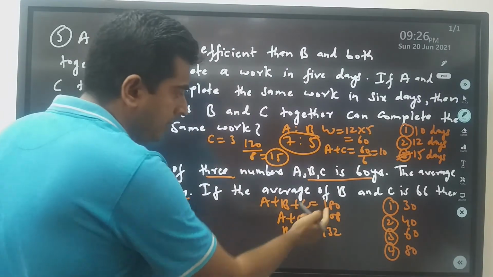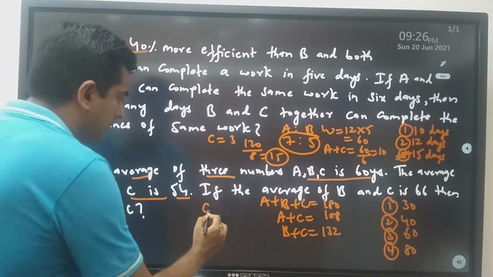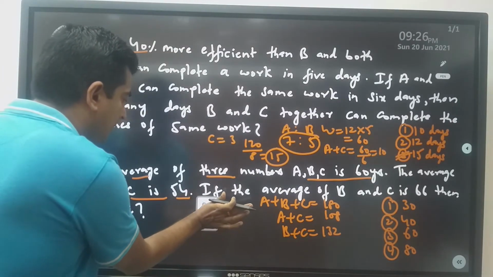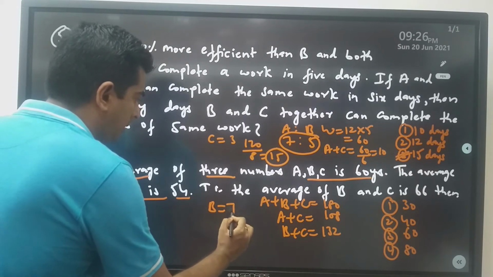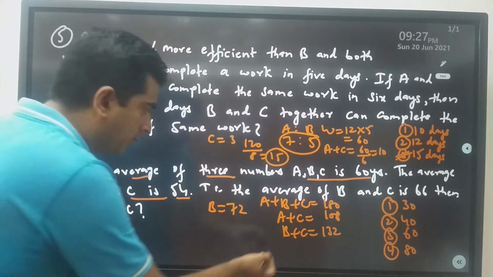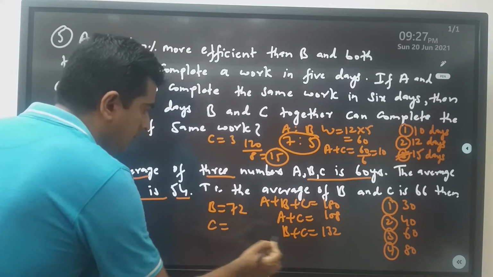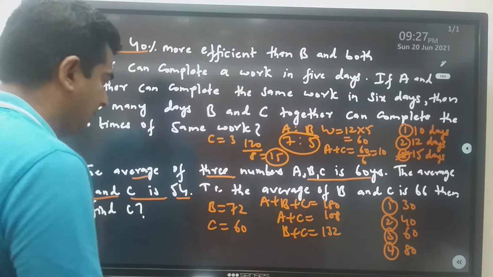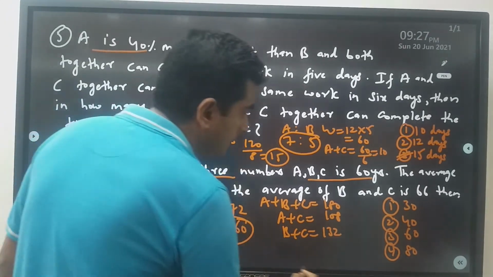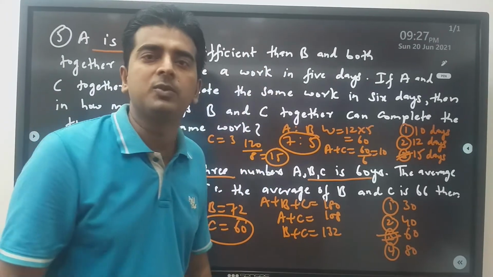B is nothing but 180 minus 108, which is how much? B is 72. Right? If you keep B here, C will be how much? 132 minus 72 is 60. Now what are they asking? C, right? So my answer is 60, which is nothing but third option.